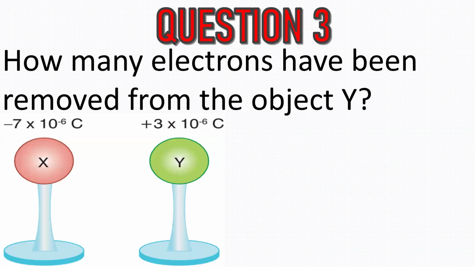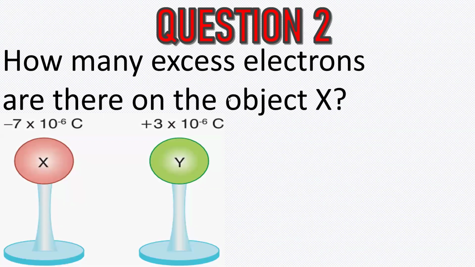Okay, I hope you have done. Yes. How many electrons have been removed from the object Y? Initially neutral. If you add electrons, it gets negatively charged, just like X. If you remove electrons from an object, it gets positively charged, just like object Y. As you see, the questions are different. So first question, so it's question 2.